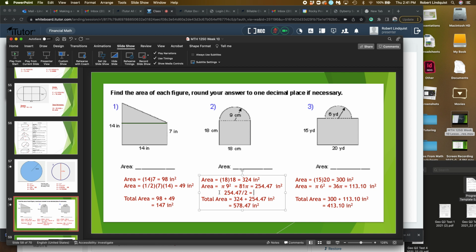So in this case, I had forgotten to divide the circle by 2. So I'm going to do that right now and make a correction. Okay, and I also forgot the same thing here.